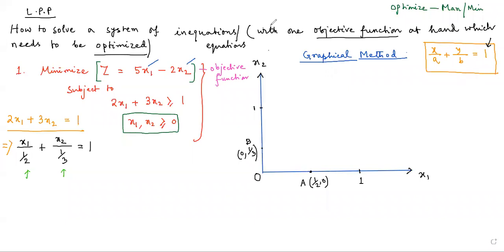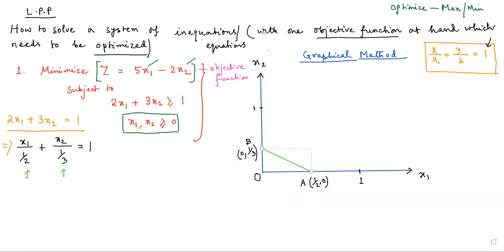Once we get these points, we'll draw the straight line. We'll join these 2 points by straight lines. So let us join it. Okay. And since there is only one restriction, that means only one constraint is there. So only one straight line will be there.